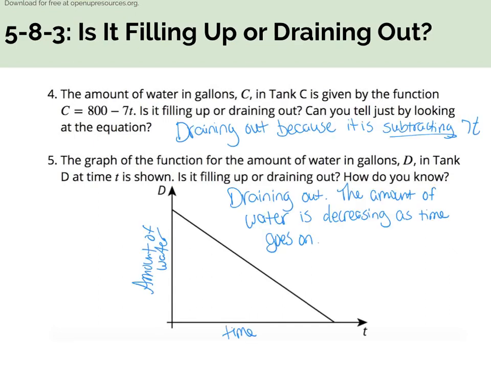Okay, in number 4, we know that tank C is draining out, and that's because of the subtracting 7t, so it's losing 7 gallons every minute. In D, it is draining out as well, and that's because the amount of water is decreasing as time goes on. And I want you to label these on your axes, amount of water and time. Time is your independent variable, and as time goes on, the amount of water is decreasing.